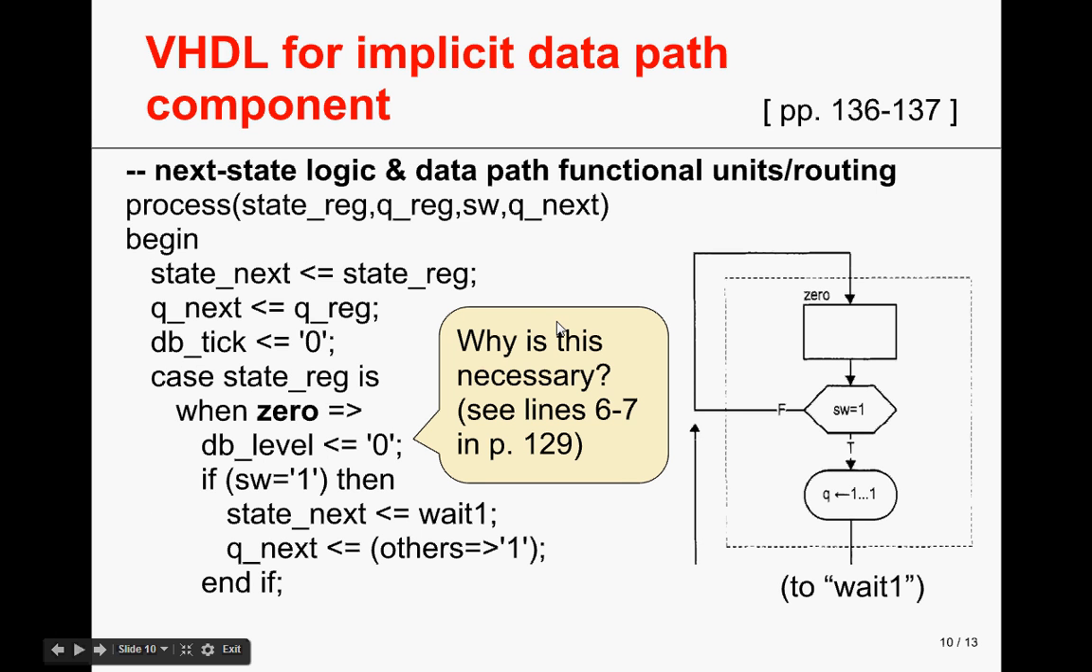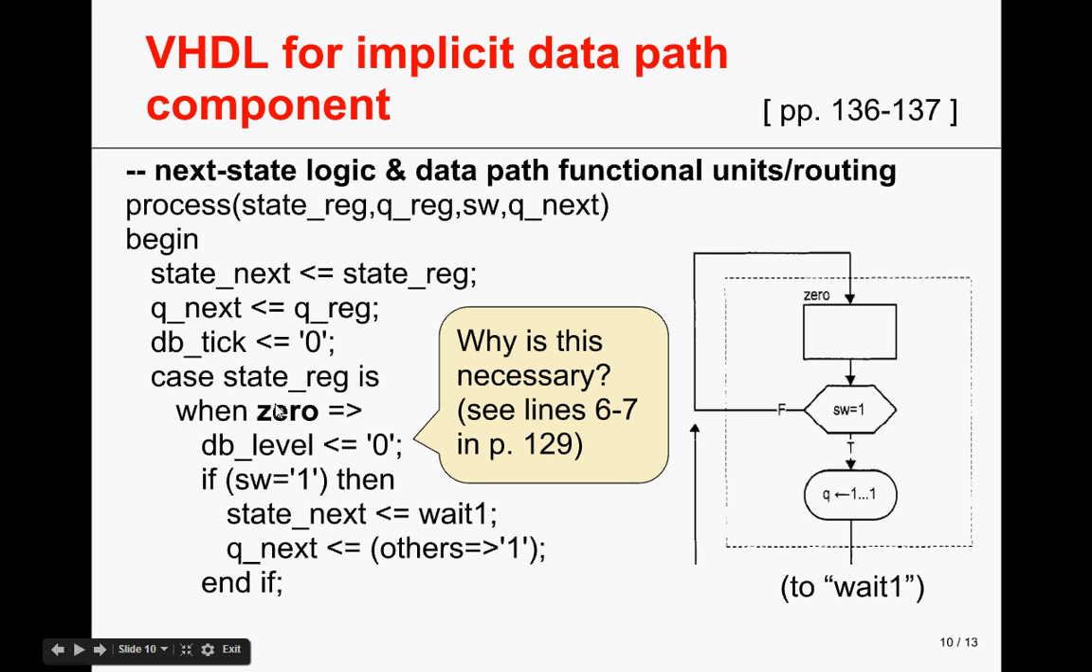So moving on to the next state logic and datapath functional units and routing, the implicit datapath component approach enables us to provide a direct translation from the ASMD chart into the corresponding code. You see that in this case we start by the default assignments, that is to say those signals that will always be assigned this way whatever the state we are in. And then we start with the case statement that will enable us to define what is to be done for each of the four states.